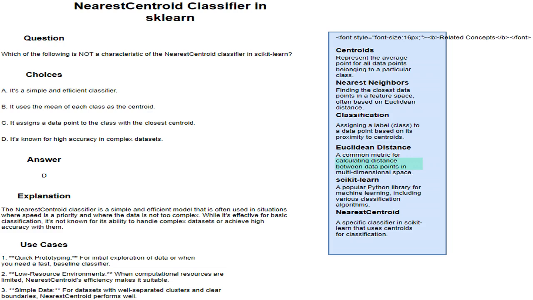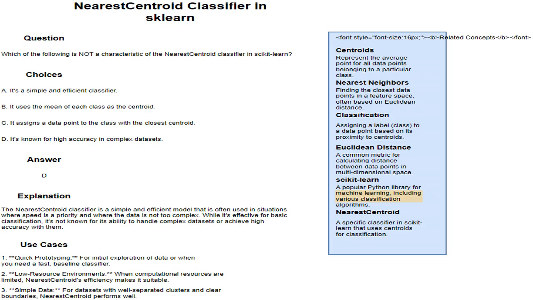Euclidean distance: a common metric for calculating distance between data points in multidimensional space. To calculate the distance between the new fruit and the apple's centroid, you can use the Euclidean distance formula, which considers all the features of the fruit and the centroid.